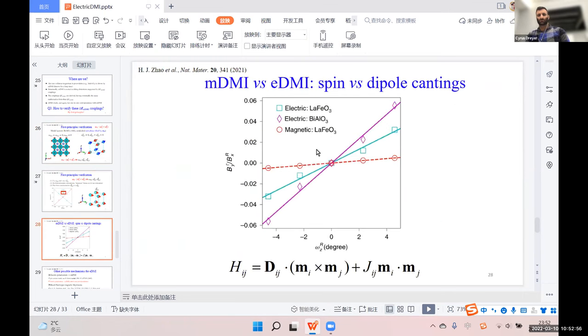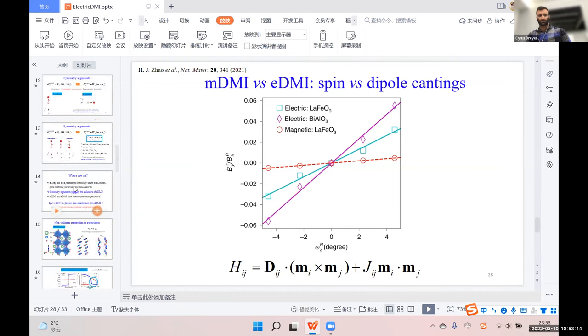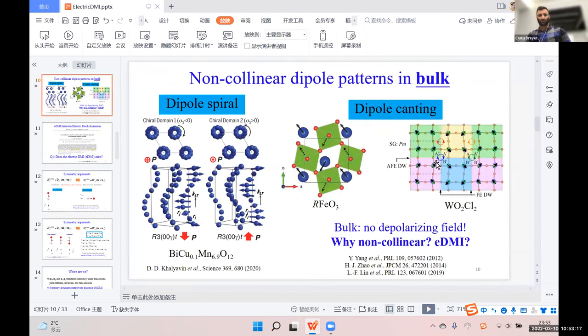So yes, you are right. It means the electric DMI, although it exists, the dipoles are not willing to be canted due to that. So there are only some limited cases, let's say, here 1, 2, 3 cases, for the dipole canting from the electric DMI.